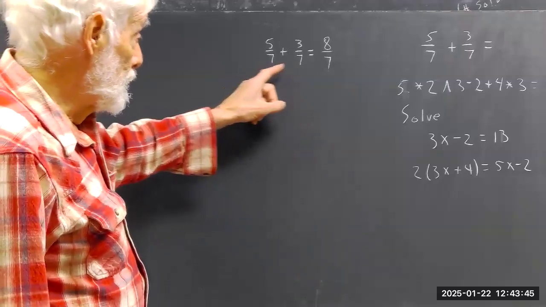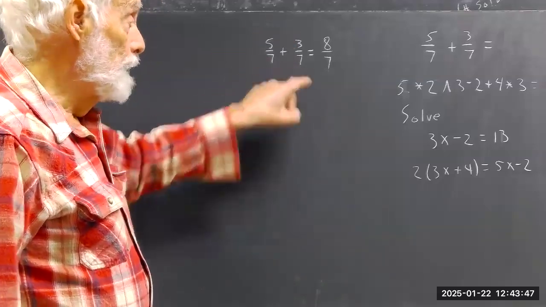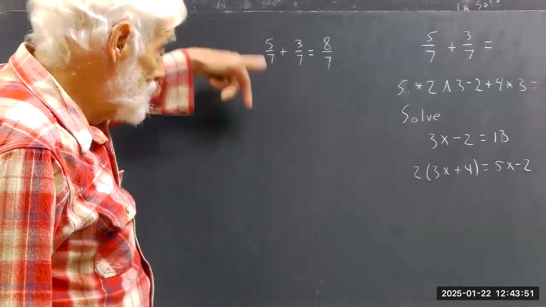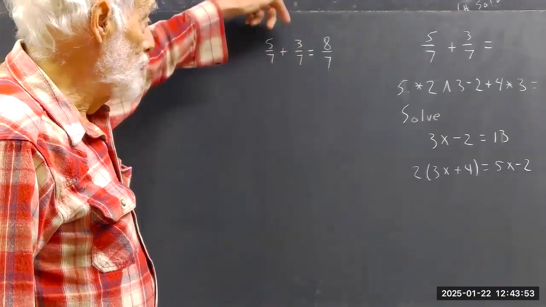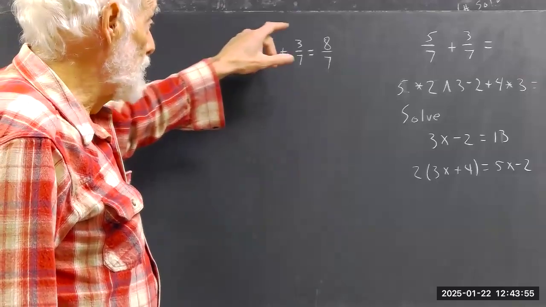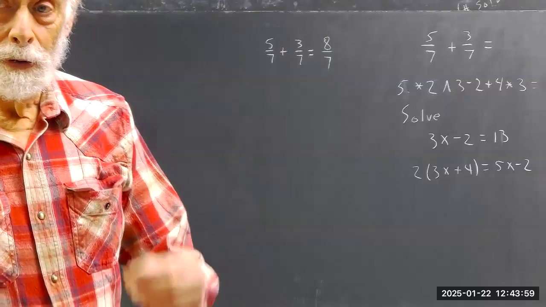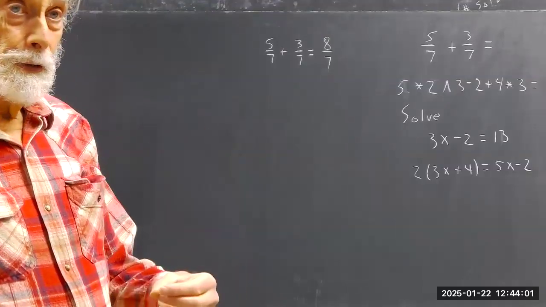The reason you can add the numerators if you've got the same denominator is, again, this tells you how many sevenths you have. This tells you how many sevenths you have. So you have this many plus this many sevenths. That's the intuitive reason behind the rule for adding fractions.